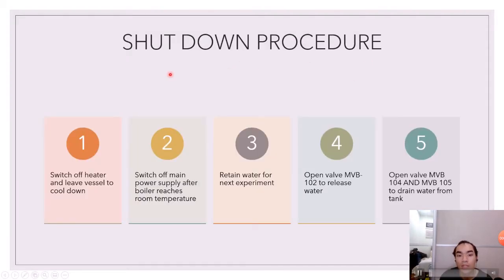Shutdown procedure. This is what we have to do to finish the experiment at the end of the experiment. There are 5 steps. First is to switch off the heater and leave the vessel to cool down. Second, switch off the main power supply after the boiler reaches room temperature. Third, retain water for the next experiment. Then we open valve MVB102 to release water. Finally, open valves MVB104 and MVB105 to drain water from the tank.